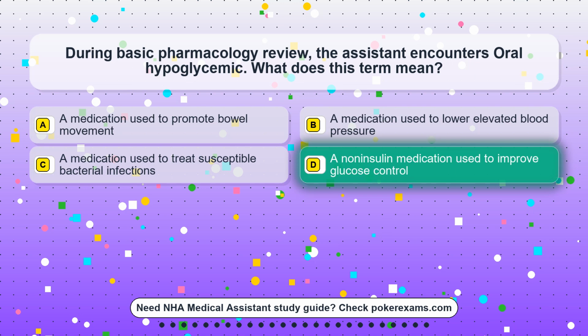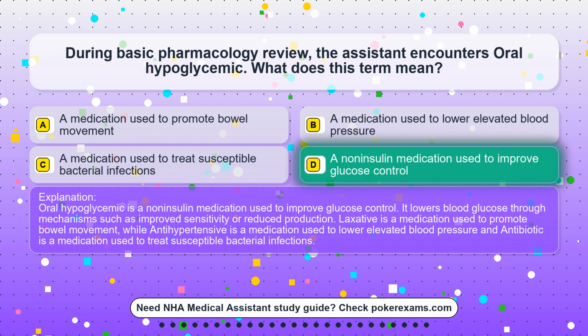The correct answer is option D. A non-insulin medication used to improve glucose control. Oral hypoglycemic is a non-insulin medication used to improve glucose control. It lowers blood glucose through mechanisms such as improved sensitivity or reduced production. Laxative is a medication used to promote bowel movement, while antihypertensive is a medication used to lower elevated blood pressure, and antibiotic is a medication used to treat susceptible bacterial infections.